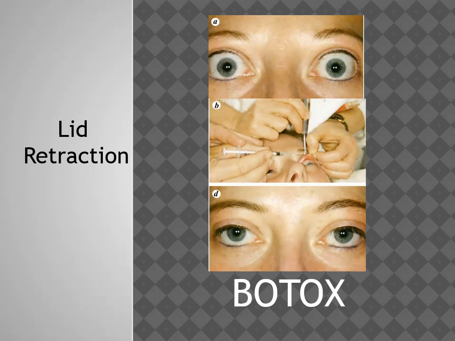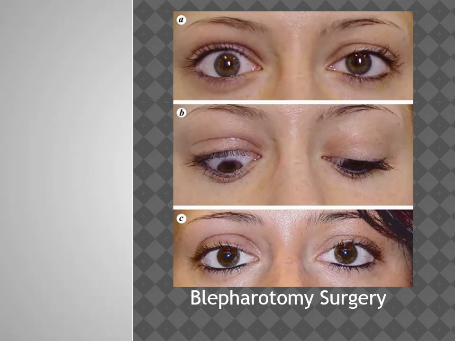You can treat lid retraction either by surgery or by Botox injection. In these photos we can inject Botox in the Müller's muscle and levator muscle to induce ptosis. These photos show lid retraction before and after lid surgery. This lid surgery is performed, a blepharotomy, to improve lid retraction or to induce ptosis.